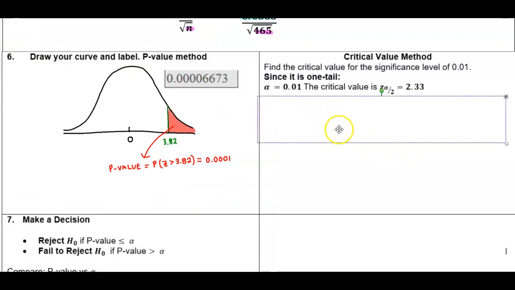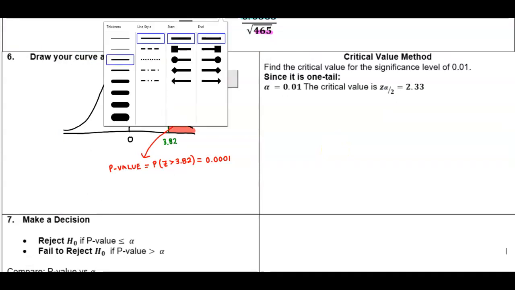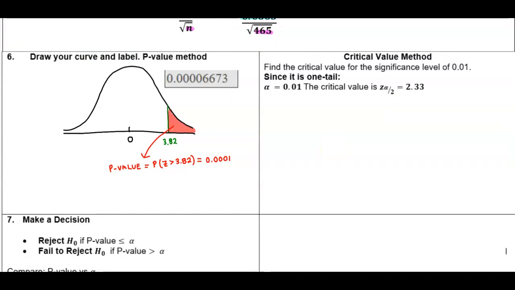Now that we have our critical value, we can go ahead and draw our distribution. We know that we have a mean of 0, and then we're going to place the critical value over here, which is 2.33. And then we're going to shade the critical region. So this is going to represent the critical region.